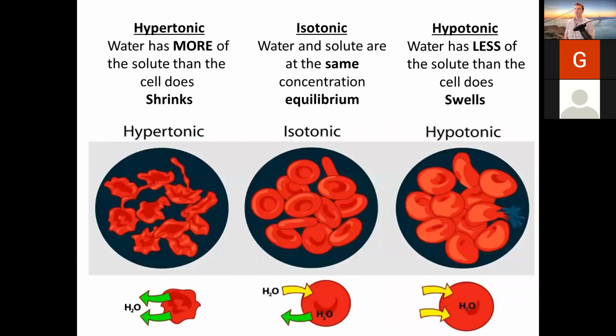In a hypertonic situation, the solution has more of the solute than the cell does, and this causes the cell to shrink because water is exiting the cell. In isotonic, water and solute are at the same concentration, and so water is exiting and entering at the same rate, and so you have nice healthy cells. In a hypotonic situation, the solution has less of the solute than the cell does, and this causes the cells to swell and can eventually burst because water is rushing into the cell.